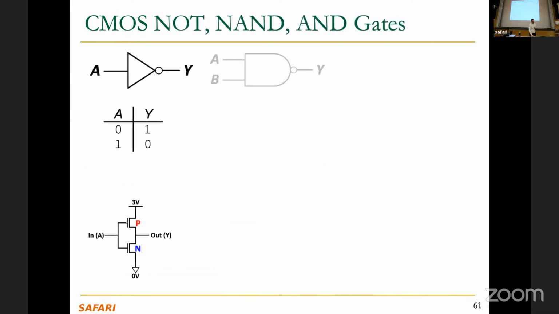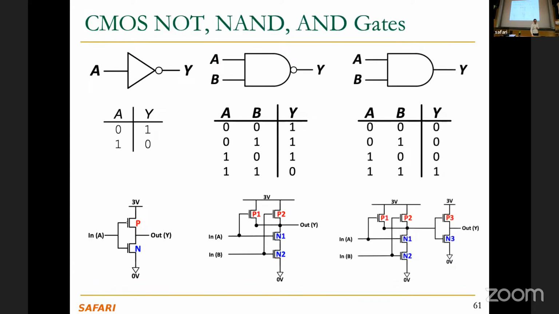Okay, so I'm going to stop here, but this is what we've covered today. These are the NOT, NAND, and AND gates. Next week, we're going to talk about the general CMOS gate structure, and we're going to cover a lot more in combinational logic.